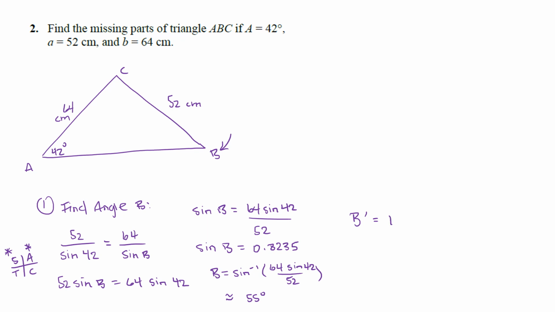So in quadrant 2, using our reference angle, we'll subtract 55 degrees and we'll get 125 degrees. So we have two angle measures here, possibly for B. Okay, so how does this look then?